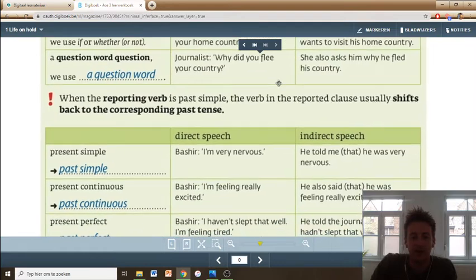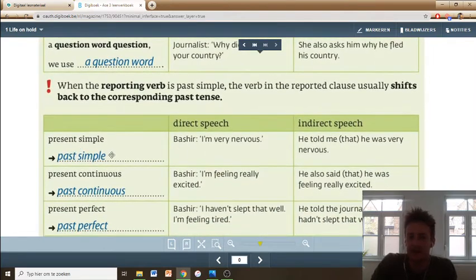We'll first have a look at the three present tenses: present simple, present continuous, and present perfect. Note that they always become the past version of this tense: past simple, past continuous, and past perfect. Again, this is because when you say something about what someone has said, it always occurs after it. And therefore, it is in history and we use a past tense.